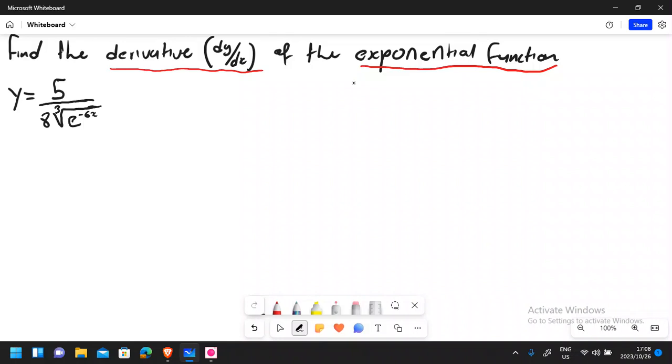So today in this video we'll be finding the derivative of this exponential function. Now this one here, guys, is different because it has some surds in it, so be very careful when you do this. Remember, you have to change this into exponent form.